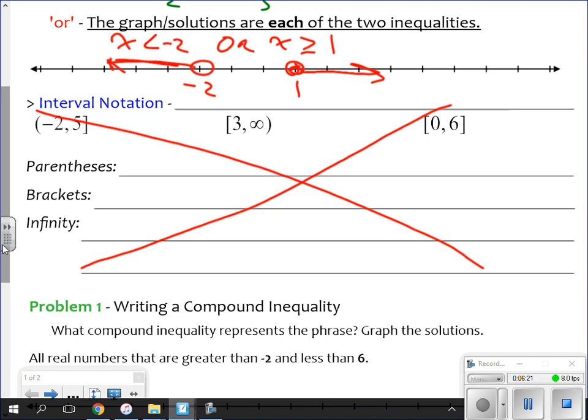Okay. Interval notation is just a different way of writing an inequality kind of solution. That's all. But I'm not going to make you do it. We're not going to worry about it.